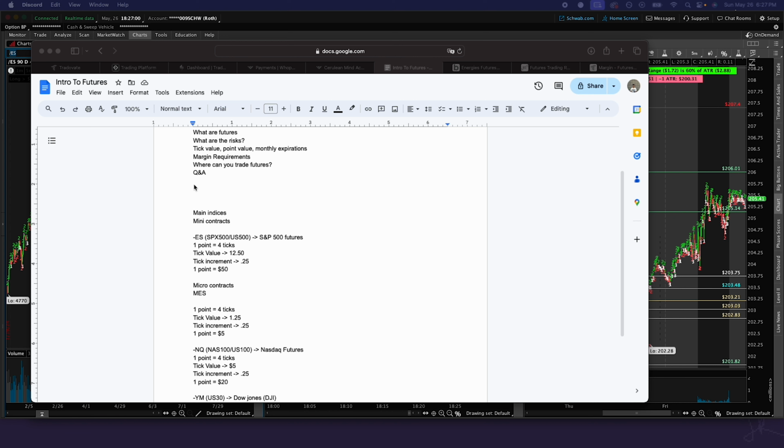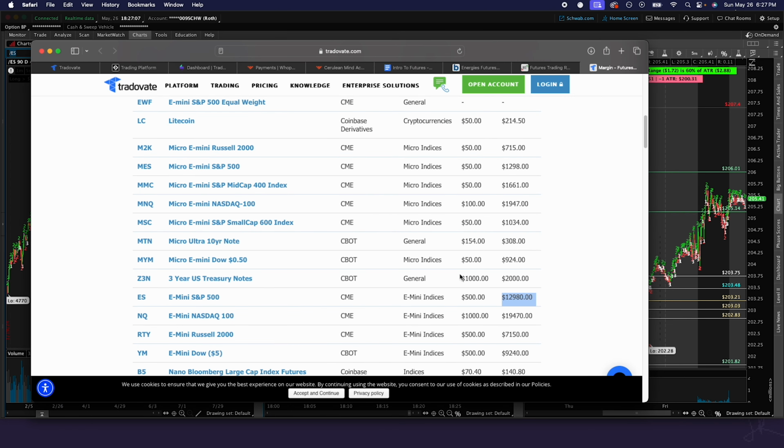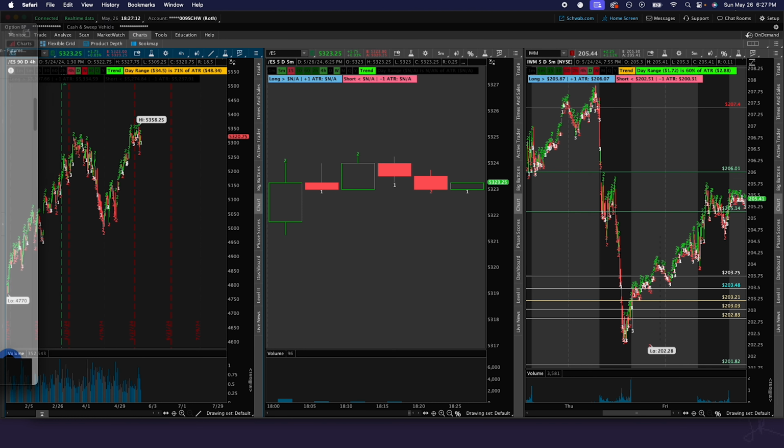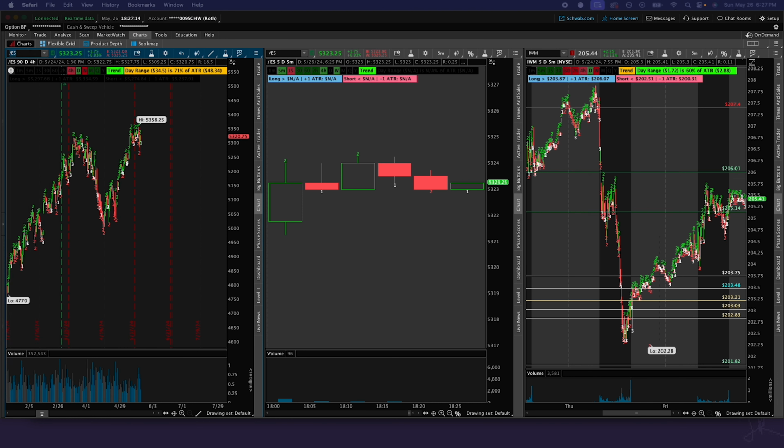Cool. So, where can you trade futures? Like I mentioned earlier, you can use Tradeovate. Margin requirements are pretty low. Hold on, let me log in here real quick. Can't have the internet seeing my password.